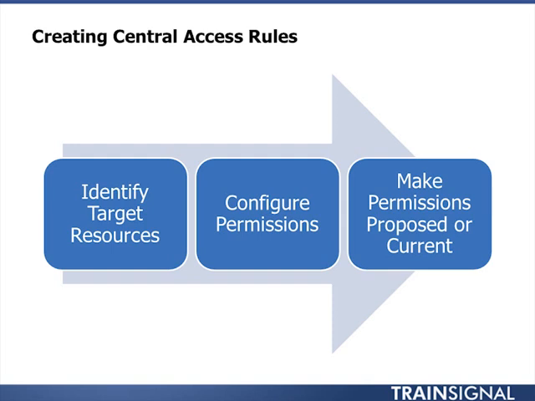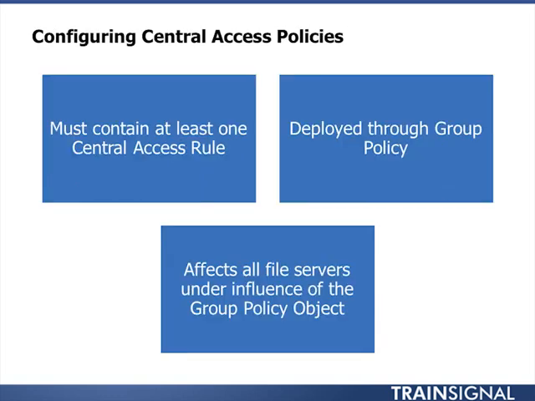I can use my resource properties to calibrate which particular files or folders are going to be affected by these permissions. And I have the interesting opportunity to either make them current permissions, make them effective right now, or to make them proposed permissions, in which case I'll be able to do auditing on the likely success or failure attempts of users interacting with my proposed permissions before I even make them take effect in my environment.